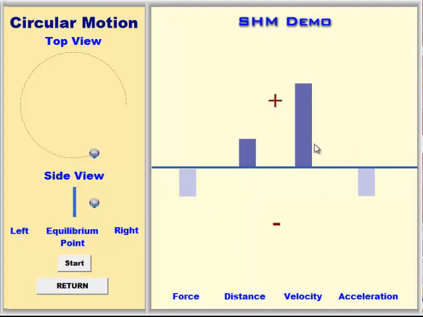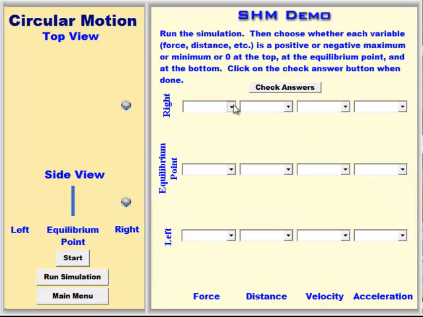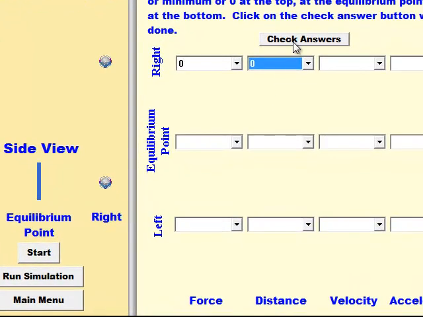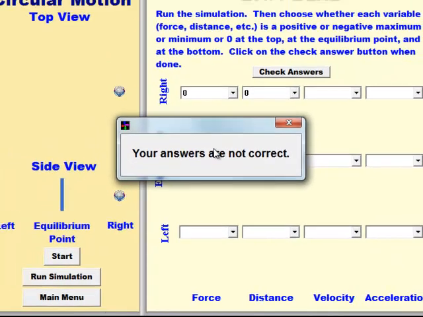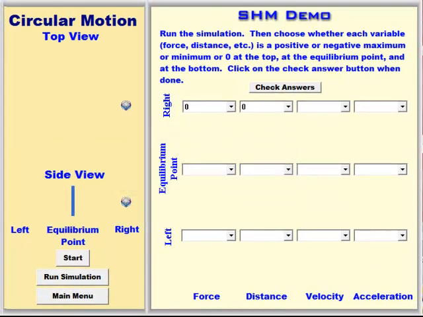Students can be asked to look at these results and fill in the drop downs and find out that the force, distance, velocity, and acceleration is the same. Simple harmonic motion, different example, same results. You can even have them check the answers and see if they can keep going until they get it right.